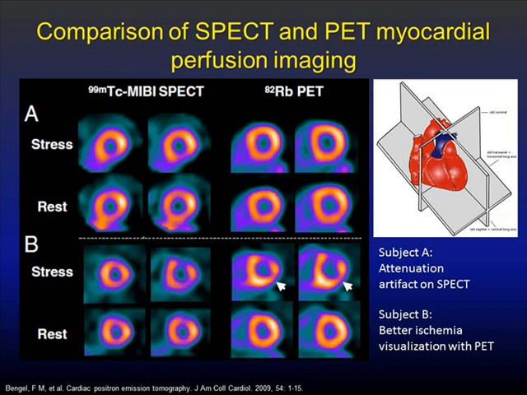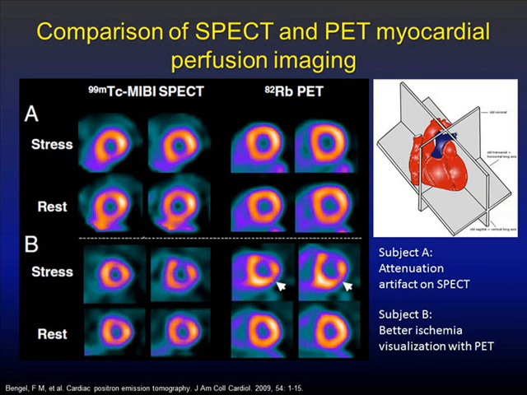One of the problems with SPECT is that you can get attenuation artifacts that you don't see with PET, and rubidium-82 is a clinically available PET tracer for cardiac perfusion. So here, if you were looking at the scan, you might wonder, are these areas of ischemia? But if you do PET, the higher quality of the images lets you more confidently say, no, this is nothing to worry about.